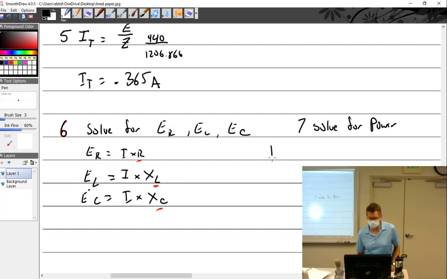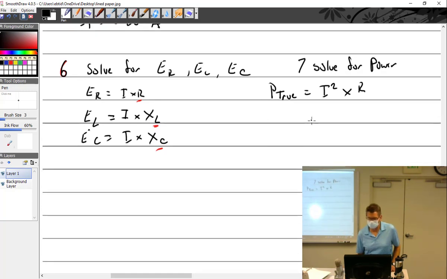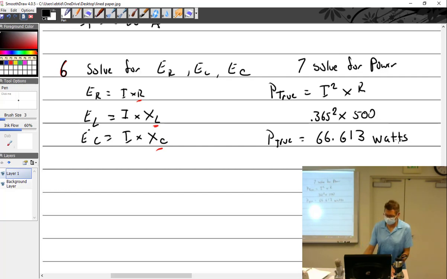Solve for power. So I want power true. Power true is going to equal I squared times R. So 0.365 squared times R, which was 500. So power true will equal, I ain't writing it down until you tell me. 66.43? 66.613 watts. Everybody with me?